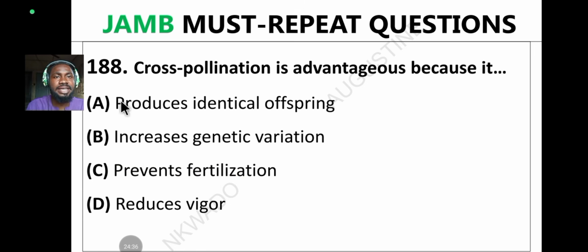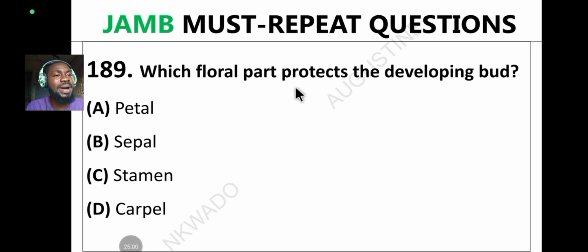Question 188. Cross-pollination is advantageous because it A. Produces identical offspring. B. Increases genetic variation. C. Prevents fertilization. D. Reduces vigor. What's the answer? Drop that answer in the comment section. I just want to be sure that you understood. Don't disgrace me. Question 189. Which floral part protects the developing bud? A. Petal. B. Sepal. C. Stamen. D. Carpel. What's the answer? This is so easy. Now give me the answer in the comment section.